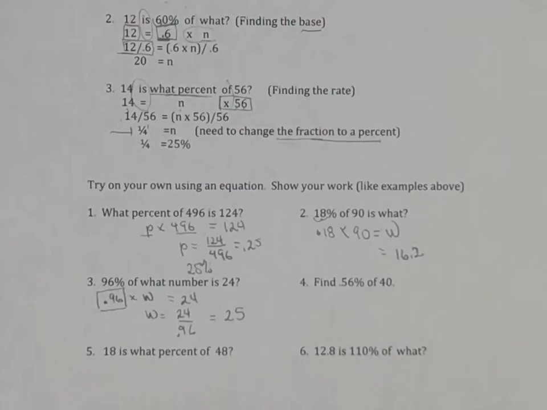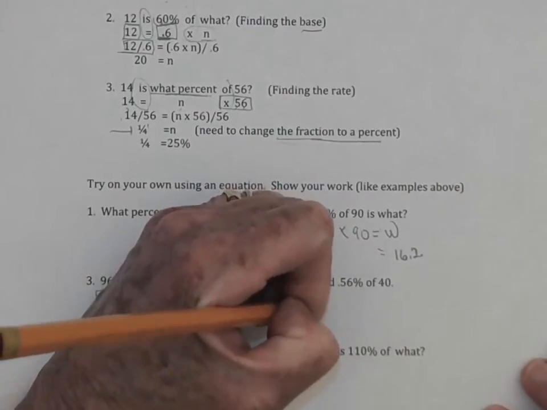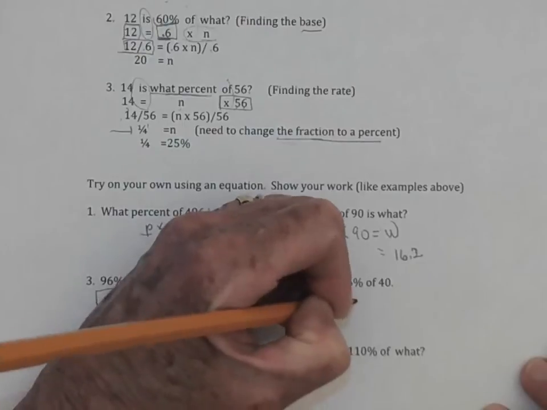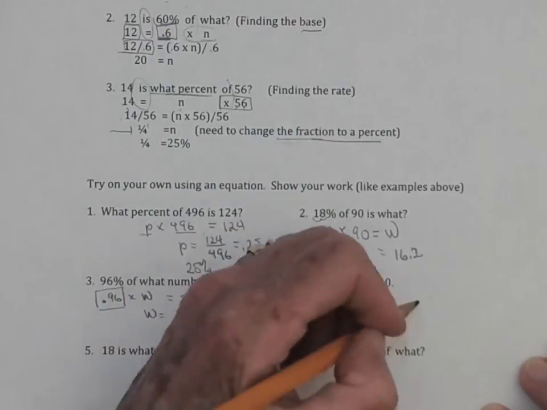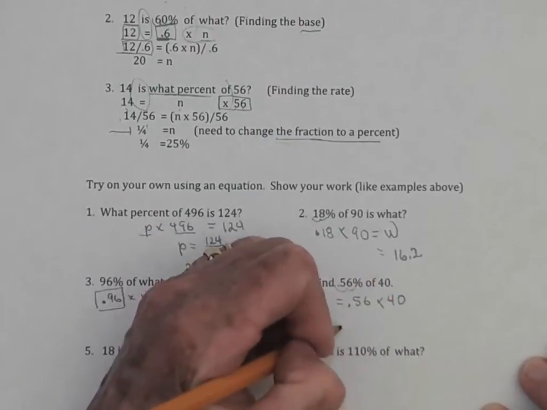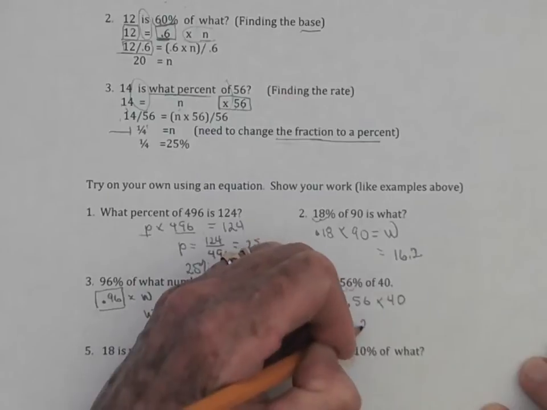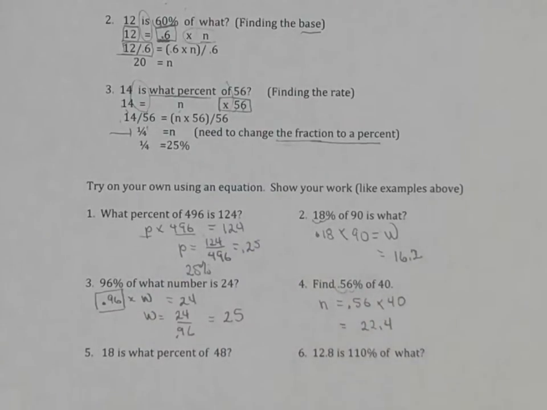Find 56% of 40. Well, find is the same as what is. So we're just going to go, what is? I don't know. N equals 0.56. Again, you see you have to move your decimal point. Some of you guys are going to forget to do that. It's just going to be 0.56 times 40, which equals 22.4. That makes sense because you know that it's got to be a little bit over half of 40, right?